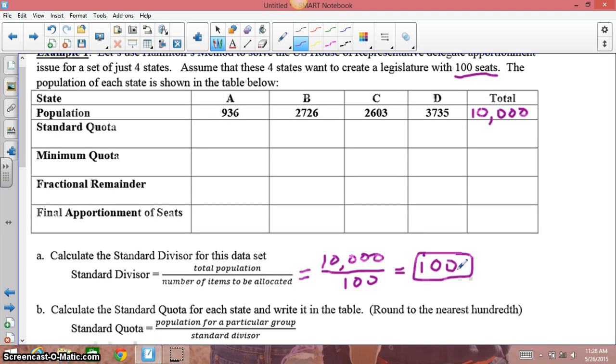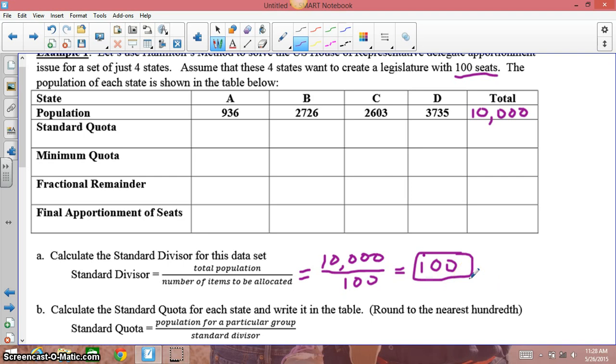So then the next step is to find the standard quota for each particular state. The standard quota is the population for each particular group. So here it's the population of each state divided by my standard divisor, so dividing by my 100 that I just found there. That standard divisor is going to change on every problem.